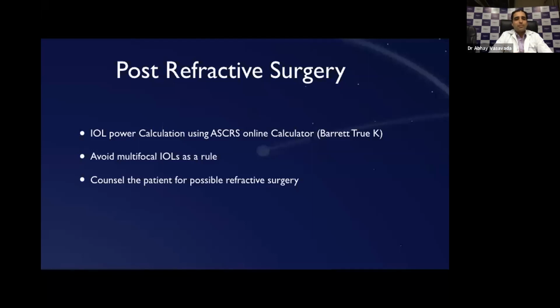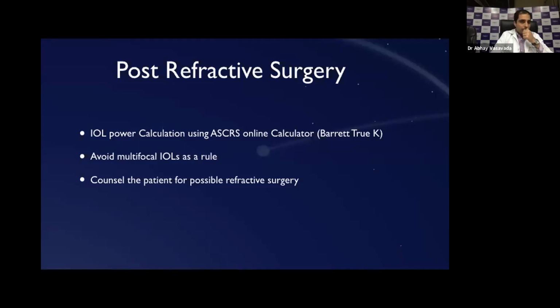As a rule, multifocals are not the IOLs of choice because most of these LASIKs were done with the older generation laser machines, and quite a lot of their ablations on the cornea are decentered. Therefore, they already have a lot of corneal aberrations, and adding more aberrations with a multifocal IOL may actually worsen the quality of vision.